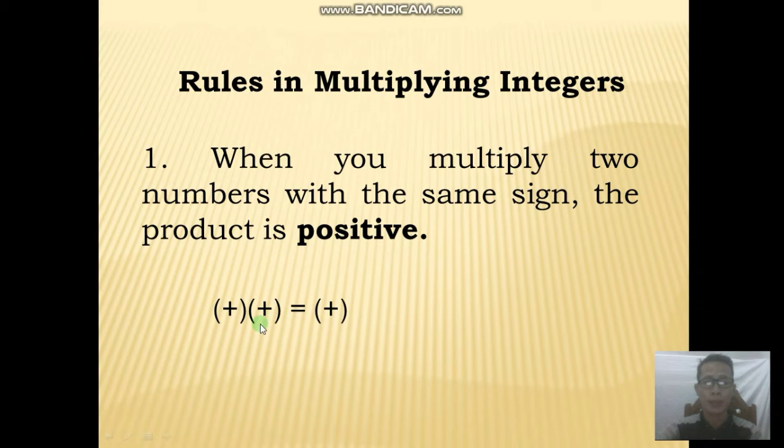So this is our guide. When two numbers have the same sign, both are positive, the result is positive. When two numbers both are negative, the product is still positive. So, ito po yung ibig sabihin ng rule. Same sign, the product is always positive. Yan lang po ang kailangan na tandaan.